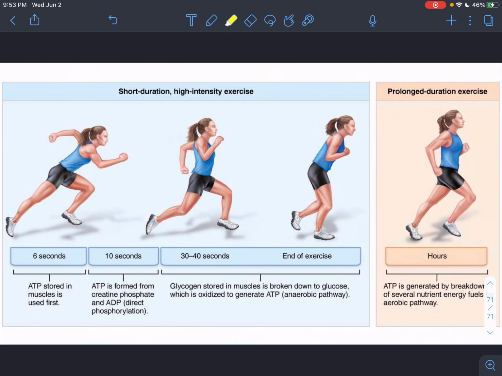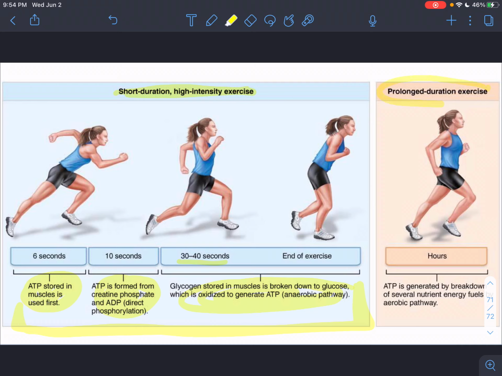Okay, so if we have a short duration, high intensity exercise, first the ATP that's stored in muscles will be used first. Then you'll have direct phosphorylation ATP used and made. If we have extended 30 to 40 seconds, we have glycogen stored in muscle broken down to glucose, which we use an anaerobic pathway to create ATP. So all 3 of those are used in just really short duration exercises.